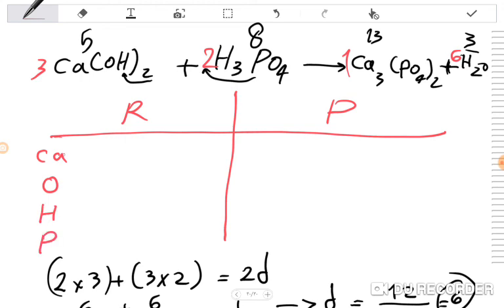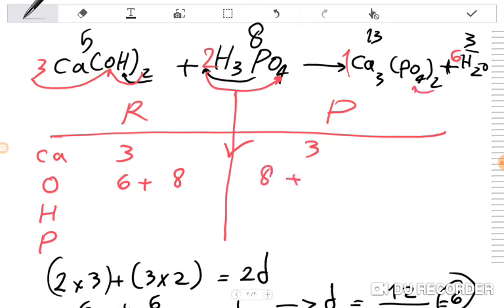Number of Ca is 3 on the left side, and on the right side it is 3. Calcium is balanced. Number of oxygen: 2 times 3 is 6, plus here 2 times 4, 8, is equal to 2 times 4, 8, plus 6 times 1, 6, balanced.